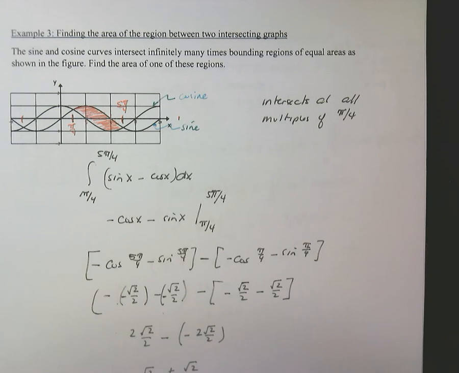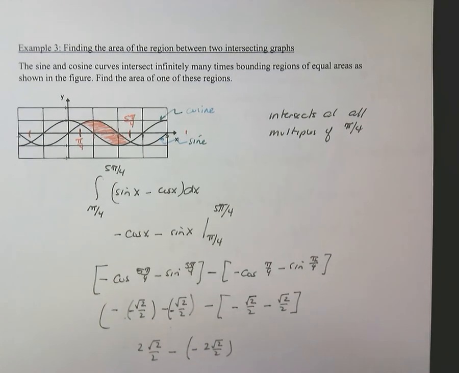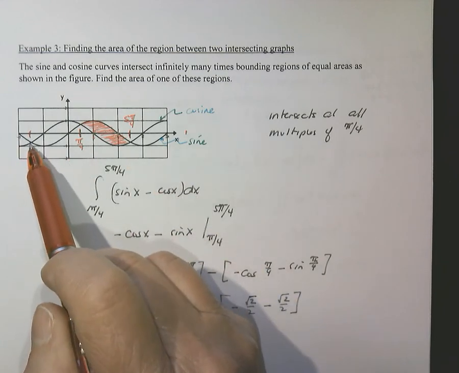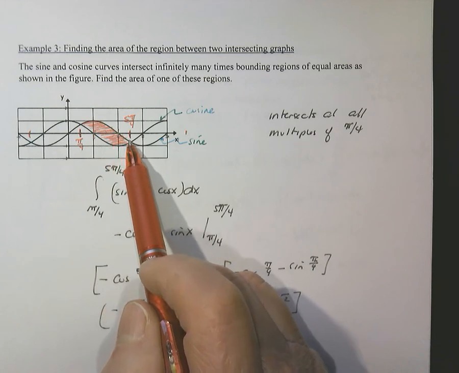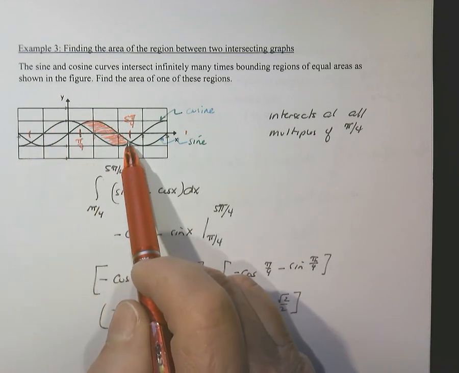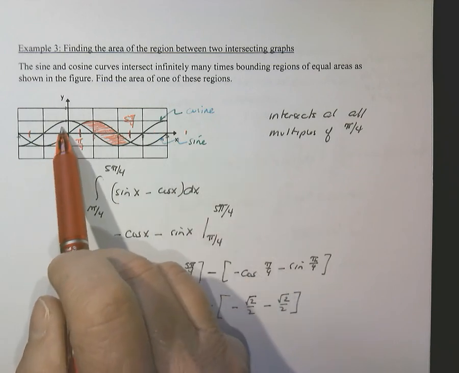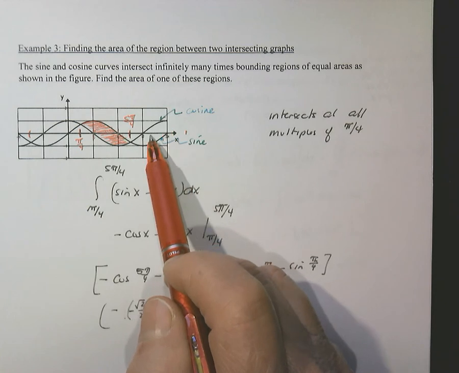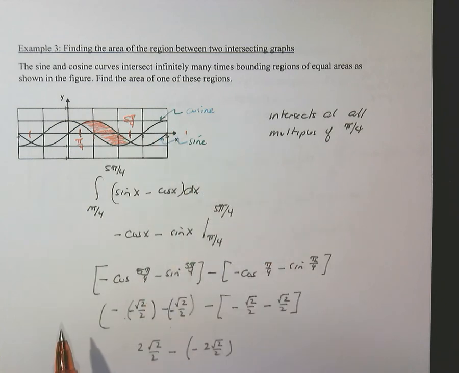My next question is finding the area between two intersecting graphs. I have a sine wave, which is this one here. And I have the cosine function, which is this one here. And there's different areas. I could have calculated this area here, this area here, there's an area here, and it keeps going. It doesn't matter which one I do. They're all going to be the same area.